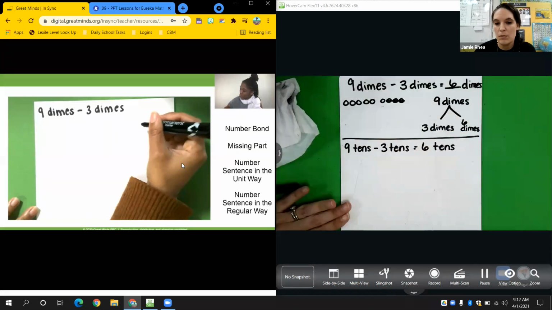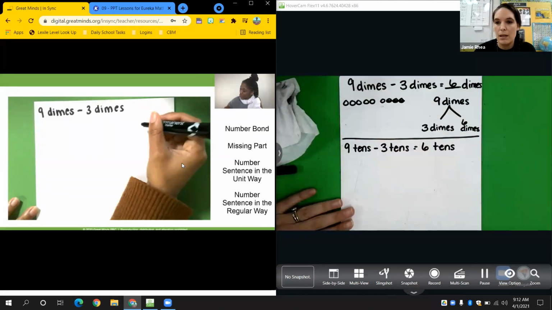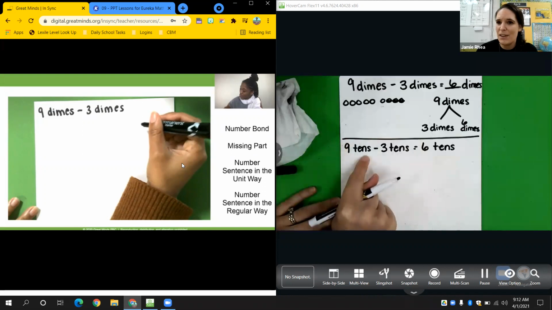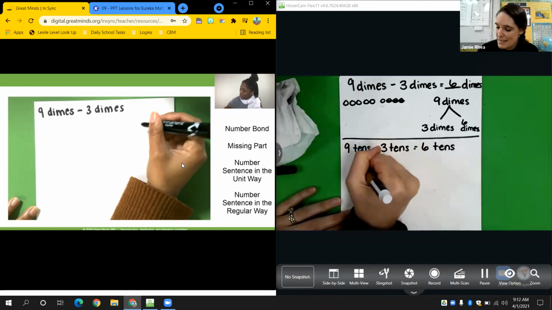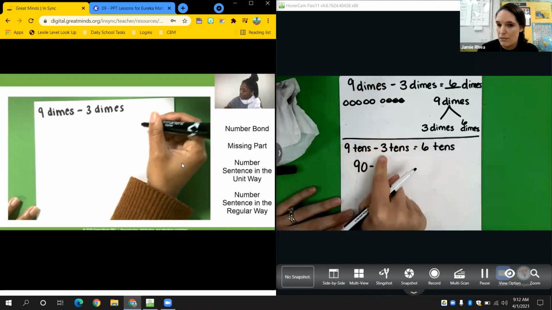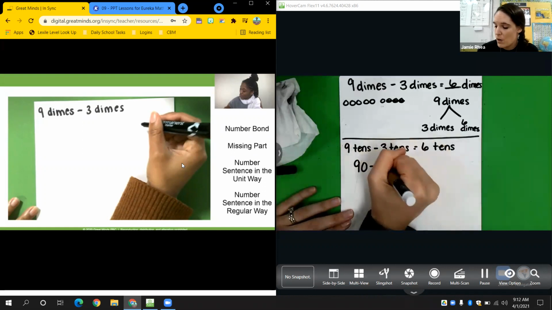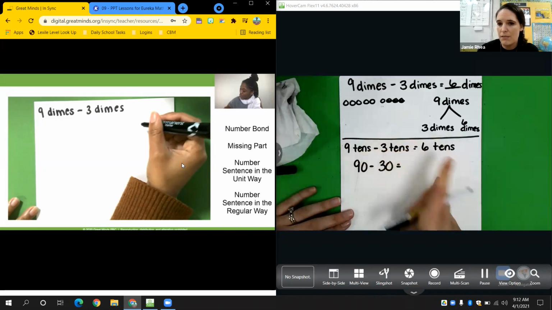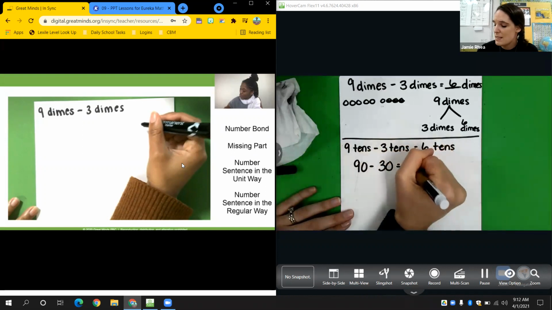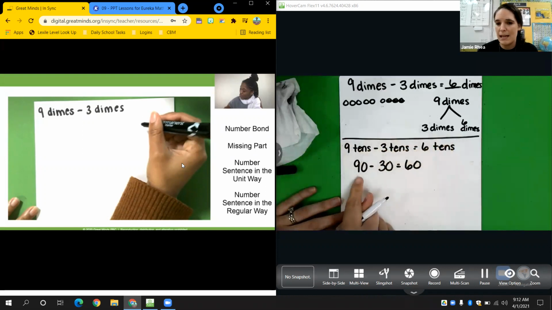Again, if you need more time to write this, pause it now. If you're already done, let's keep going, because now we have to write it the regular way. The regular way is 9 tens is the value of 90. The value of 3 tens is 30. And the value of 6 tens is 60. So I would say 90 minus 30 equals 60. Okay, that's the regular way. The unit way is 9 tens minus 3 tens equals 6 tens.